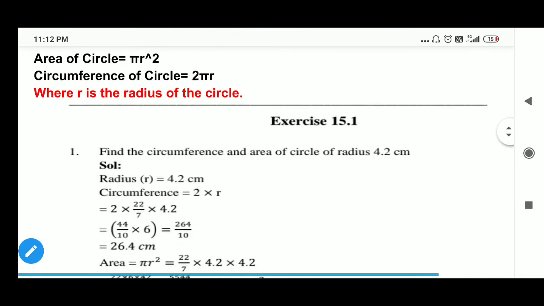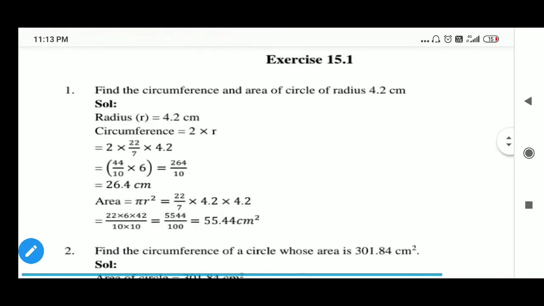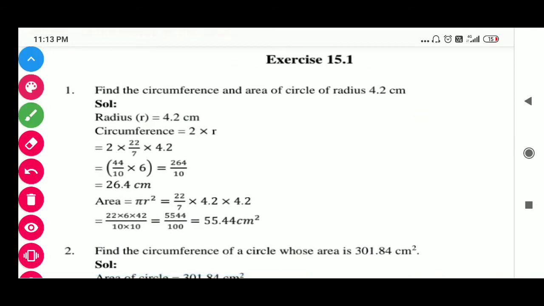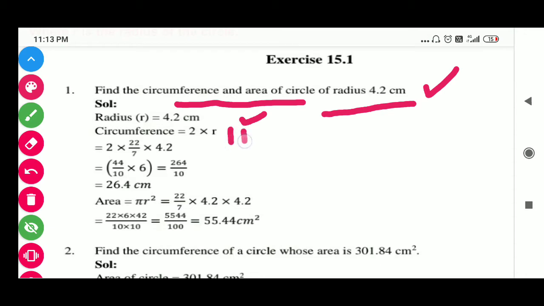So let's start with question number 1. Find the circumference and area of circle of radius 4.2 centimeter. In this question we have to find the circumference and the area of circle, and here radius is given. So radius is 4.2 centimeter and the formula of circumference of circle is 2 pi r. So students, by using the values, 2 into value of pi is 22 over 7 and radius is 4.2.